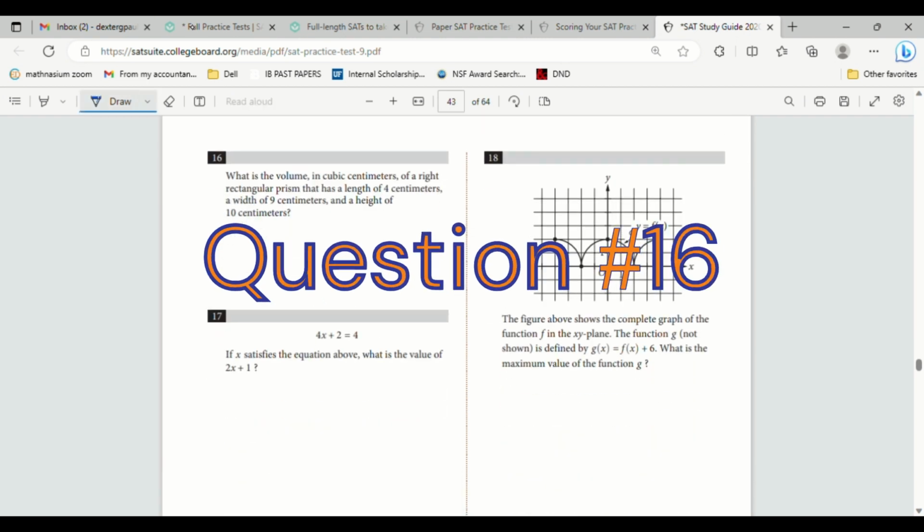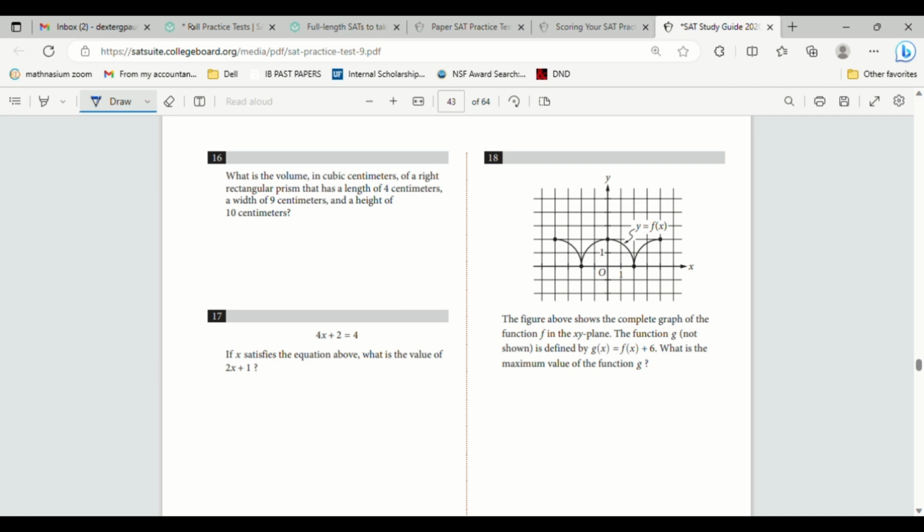Number 16, what is the volume in cubic centimeters of a right rectangular prism that has a length of 4 centimeters, a width of 9 centimeters, and a height of 10 centimeters? So this is a right rectangular prism, so we're going to do length times width times height. So 4 times 9 times 10 gets us 360.